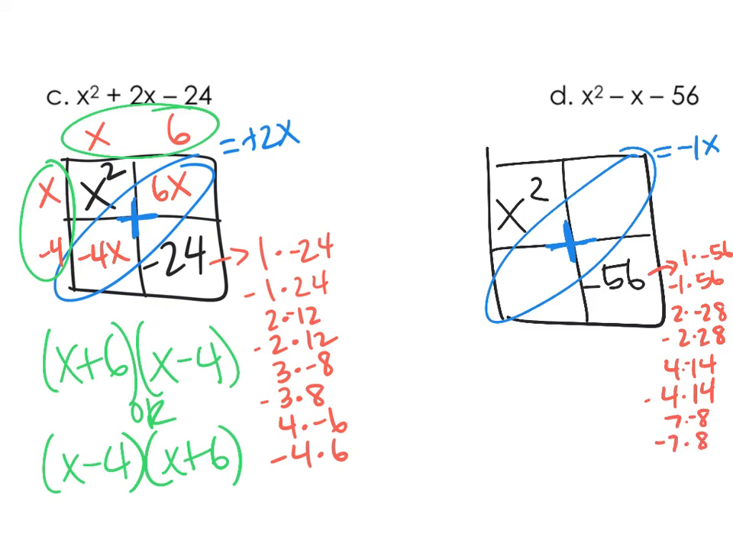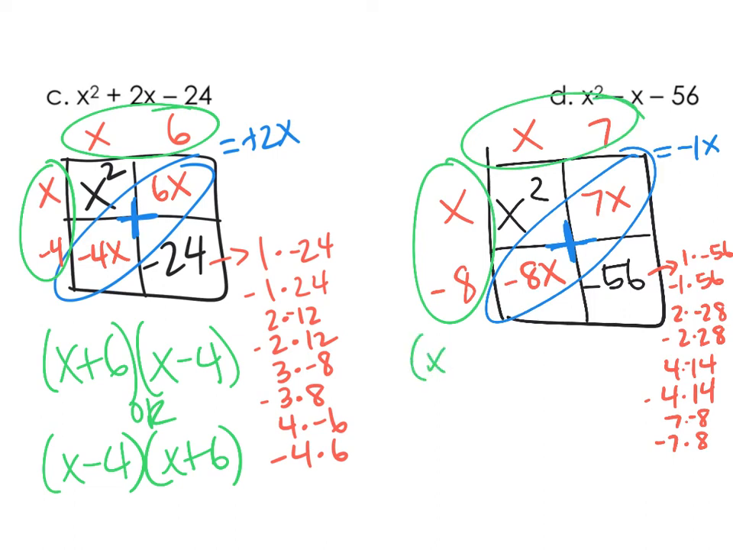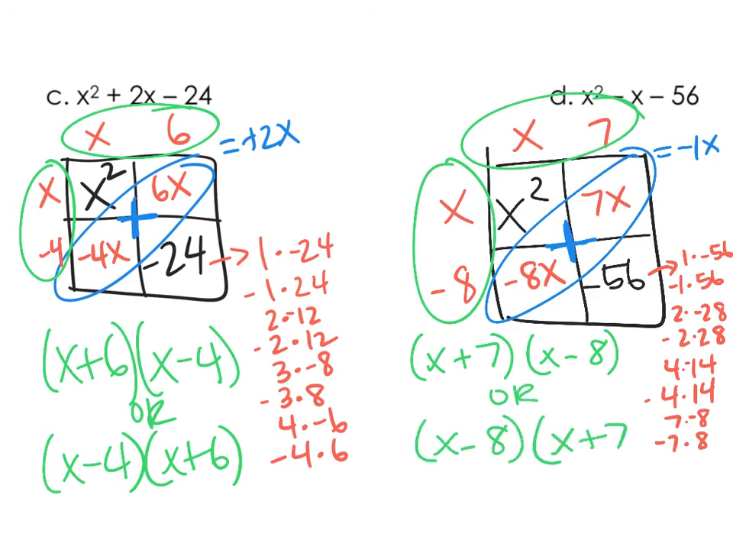A fair amount of options, but once you tried it out, you should have x and x. And then your winning numbers should have been a +7 and a -8. Because when you add it out, you should get a -8x plus a 7x, which does give you the -1x that you needed. So your answers should have been x plus 7 and x minus 8. Or remember, you can put it the other way around and it should be the same thing.